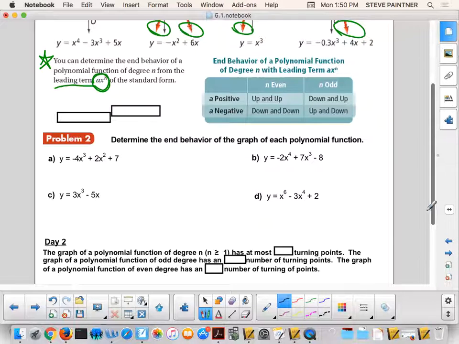Here comes the last part of your assignment. Determine the end behavior of the graph of each polynomial function. You got 4 of them. Take a look. See what you think.